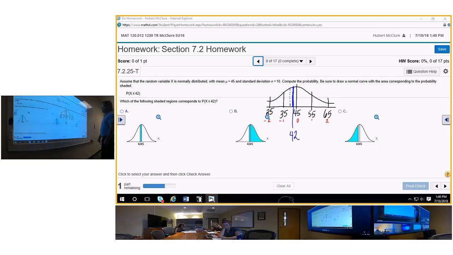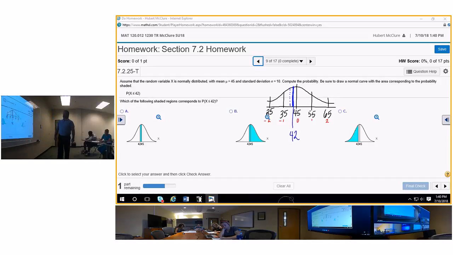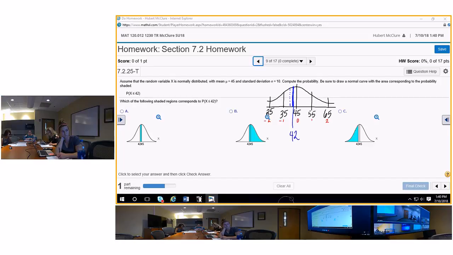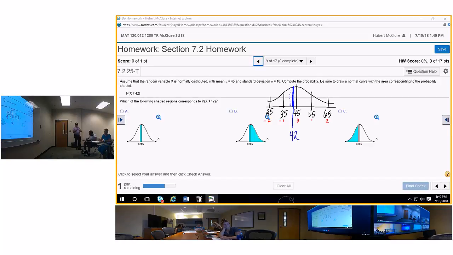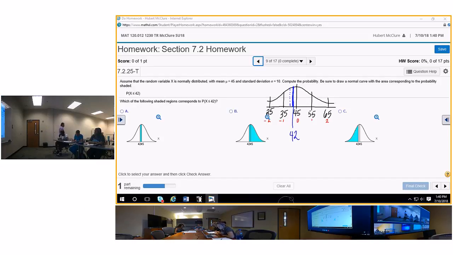Okay? So somebody tell me, common sense-wise, what my answer is going to be. It doesn't have to be a number. It can be a sentence. Tell me in a sentence or a number what my answer is going to be using the empirical rule.